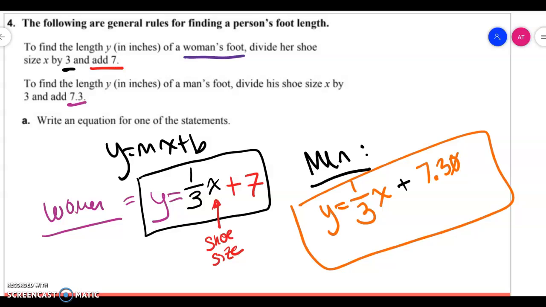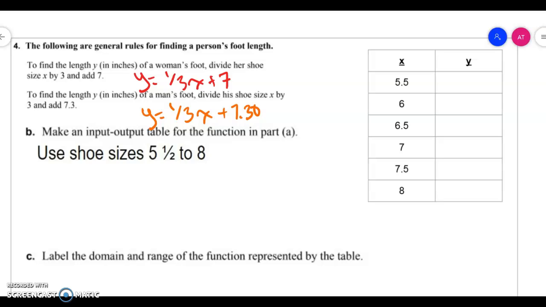Alright, so let's move on to making a table. For this one, in my table, I'm going to write both and label them for you, so that if you did choose women or you did choose men, you can at least see if you did your table correctly. It says make an input-output table for function part A, using shoe sizes 5.5 to 8. And then you're going to label your domain in each function. I'm going to start you out here, and then I want you to figure out the rest on your own.